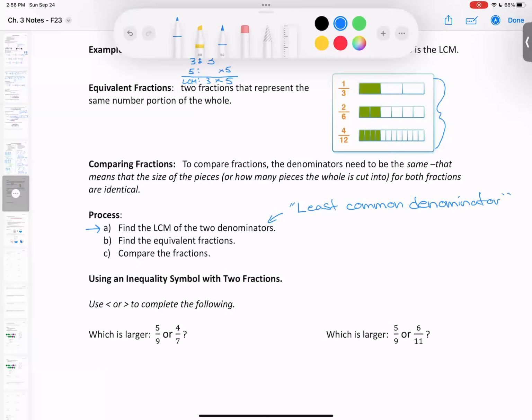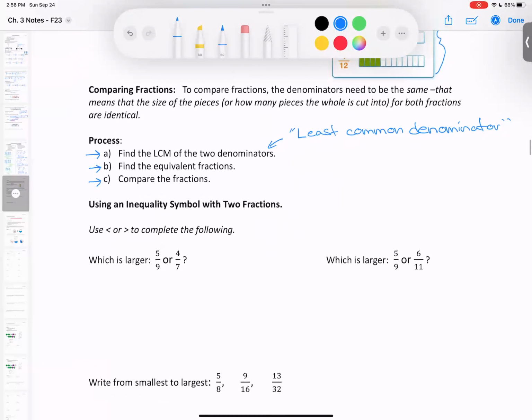So we're going to find the least common multiple of those denominators. That will allow us to figure out what the equivalent fractions are, and then it makes it way easier to compare those fractions. So for example, take a look at this first question here. They ask, which is larger, 5/9 or 4/7? Well, I find that hard to picture. If I had a pizza cut up into 9 and I had 5 of them, do I have more or less pizza if I would have cut it into 7 equal slices and taken 4? That's hard to picture. Let's make those the same denominator.